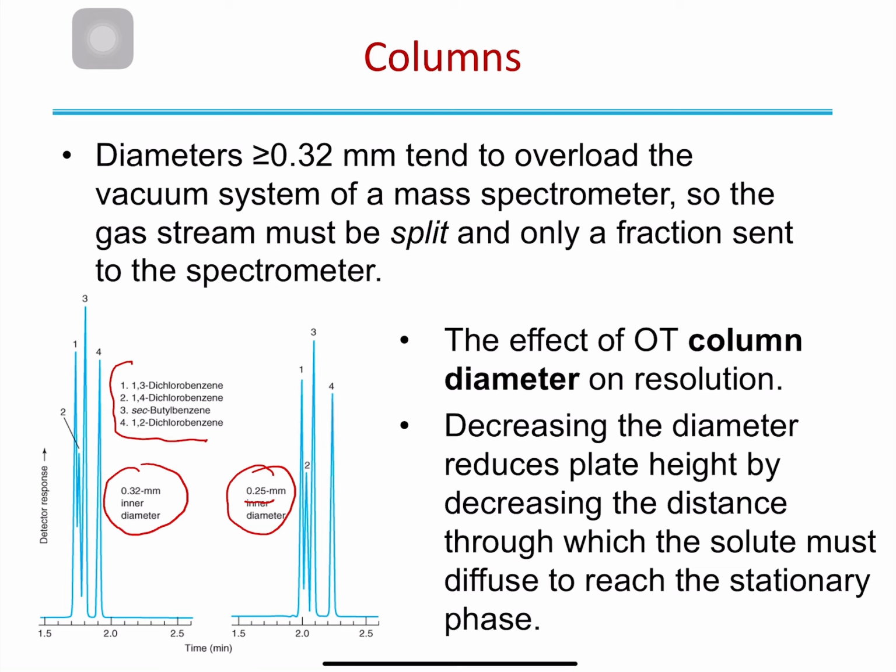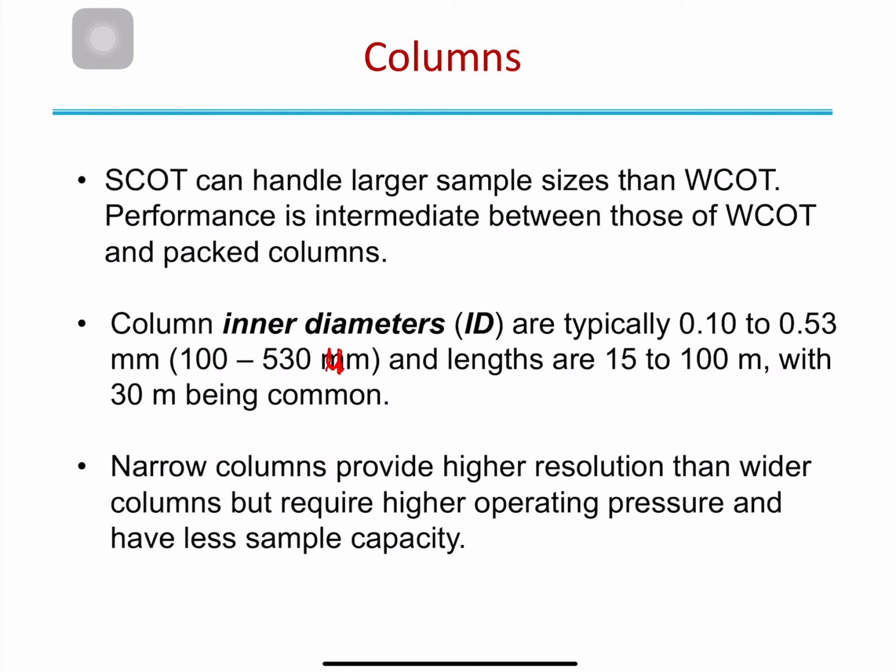If you look at these two chromatograms, you will find that compounds 1 and 2 are better separated when the diameter is smaller, so it's better resolution here. So we use a smaller diameter of our open tubular column, so it affects the resolution.